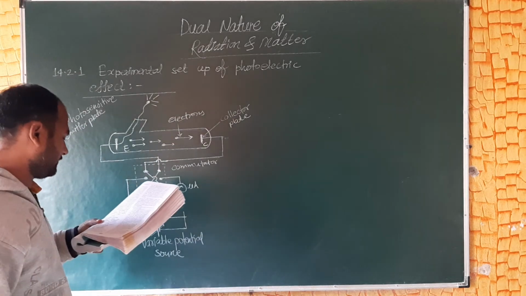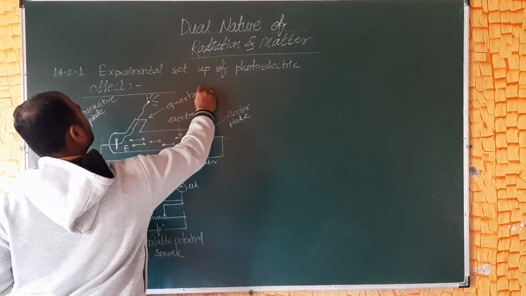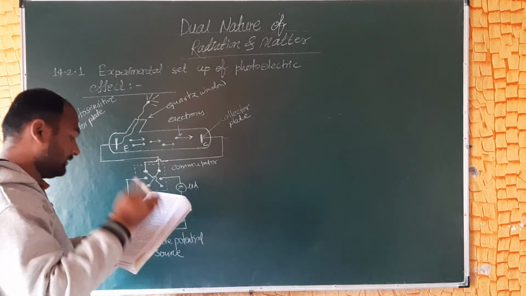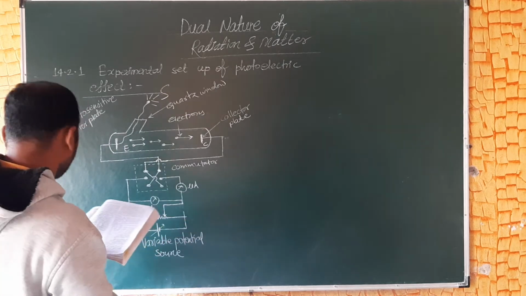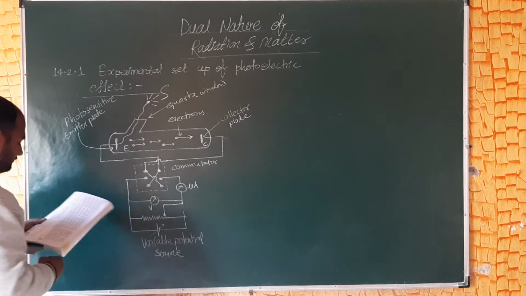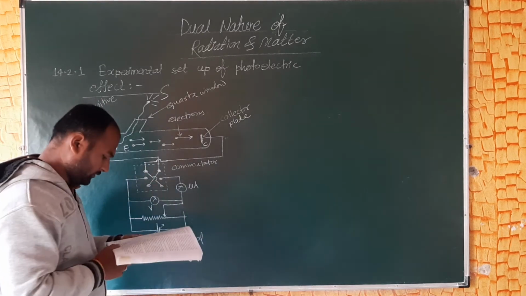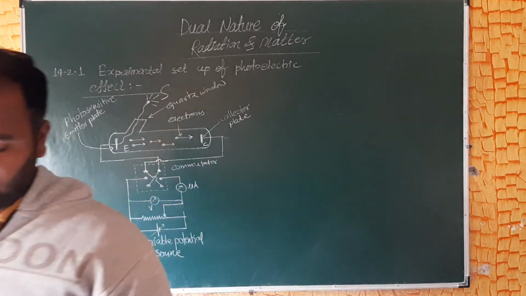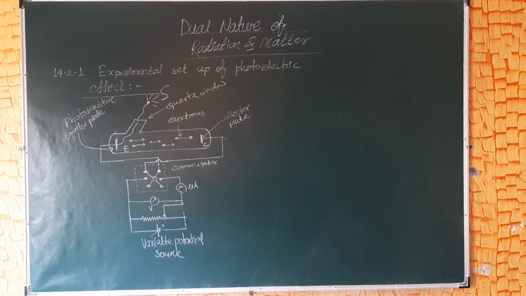These are the electrons. This is a quartz window. ही आहे ती सांगणार आहे मी क्वार्ट्ज विंडो आहे. त्यानंतर वरचा आहे तो सोर्स आहे एस. This is the photosensitive emitter plate. Collector plate. Commutator. Microampere voltmeter and variable potential source. This is the schematic of the experimental setup for the photoelectric effect. So this is the experimental setup.